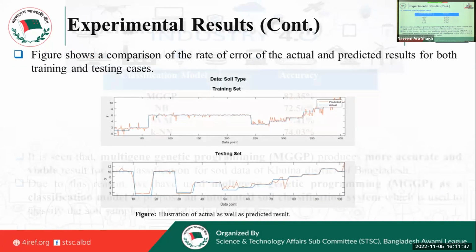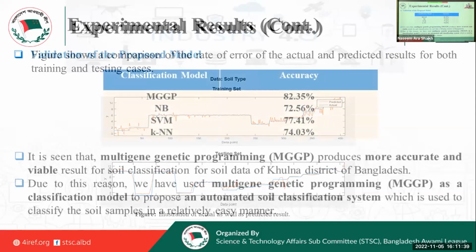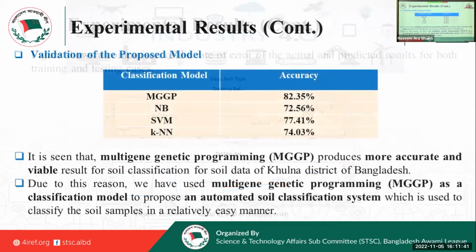In order to validate our proposed model, we applied some classification techniques, like naive Bayes, support vector machine, and neural network. And this is the accuracy of our model with respect to these models. And in this table, we show that our model gives better results than other models.